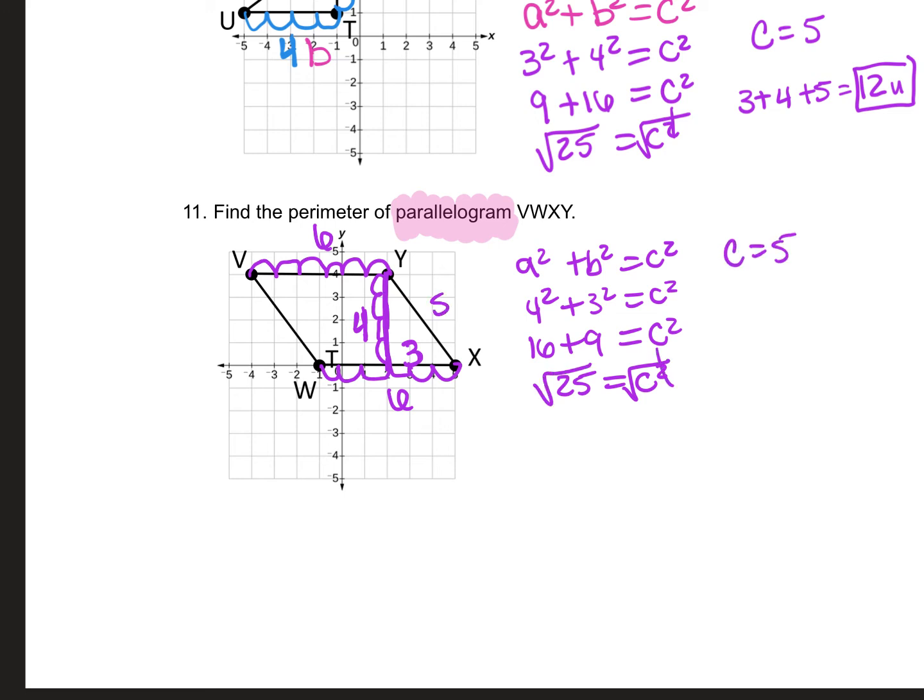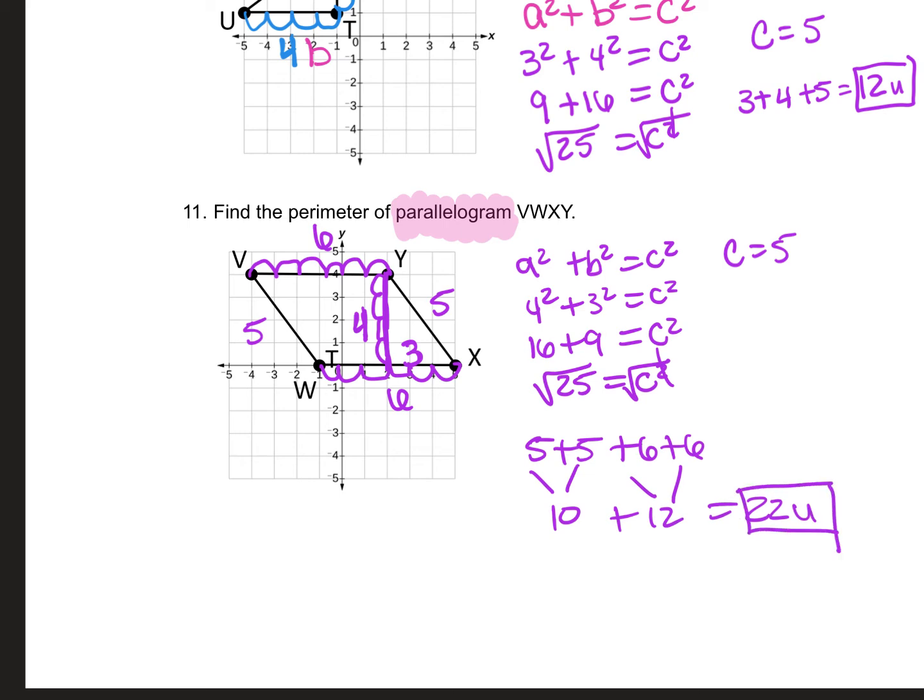equals 5. All right, and so then I know by the property that the other side is also going to be 5, and then I just have to add the sides up. So I add 5 plus 5 plus 6 plus 6. That's really 10 plus 12, which is going to equal 22 units. All right, let's flip over to the next page.